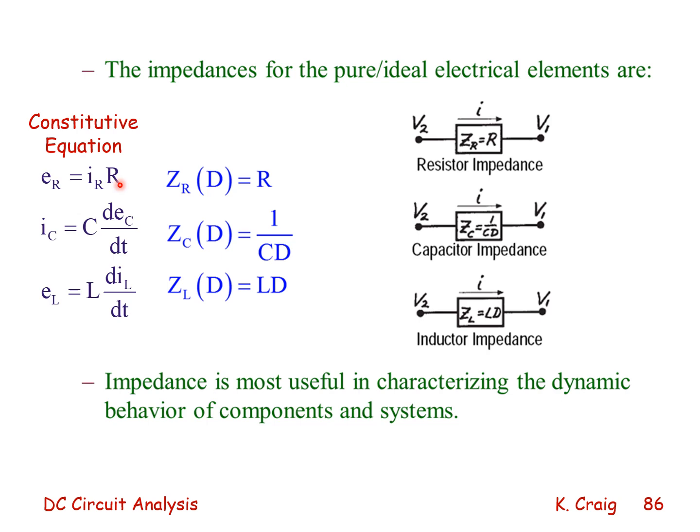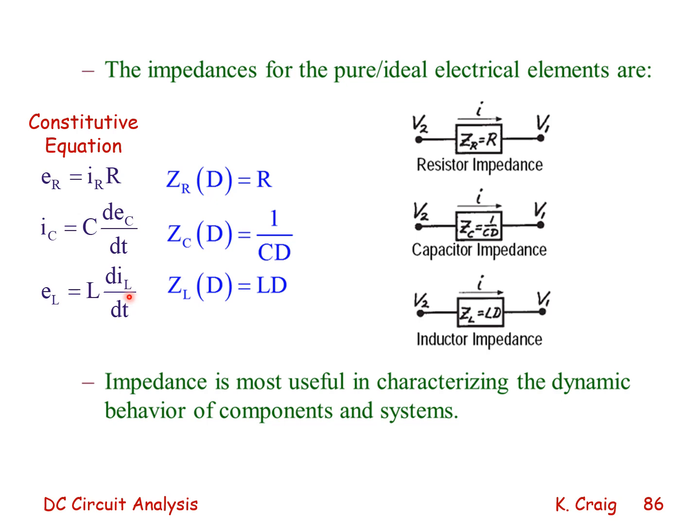For a capacitor, the constitutive equation says the current flowing through the capacitor, and we know there is no current flowing through a capacitor, it's the current flowing in the circuitry around the capacitor, is equal to the capacitance times the time rate of change of the voltage across the capacitor. For an inductor, the constitutive equation is the voltage across the inductor equals the value of the inductance times the time rate of change of the current flowing through the inductor.